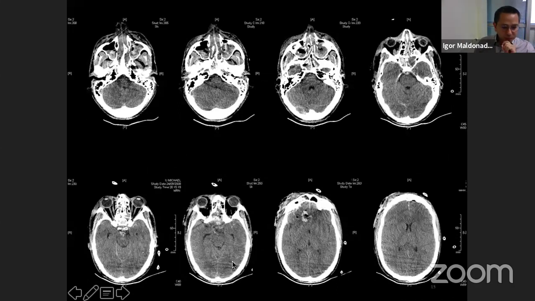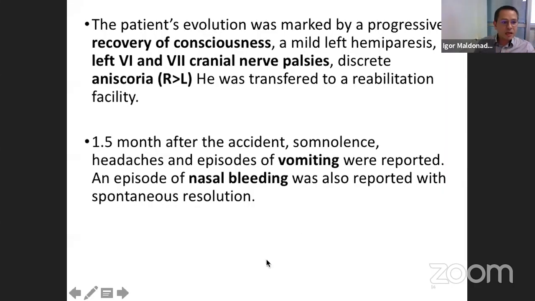This is the brain window. You see that we have some hemorrhagic contusions. And he recovered progressively. Evolution was quite favorable. He had left 6th and 7th cranial nerve palsies, and a very discrete anisocoria, the pupil more dilated on the right side. And then he was transferred to a rehabilitation facility. Actually, you see the end of the story. Probably this anisocoria was Horner syndrome from the left side.